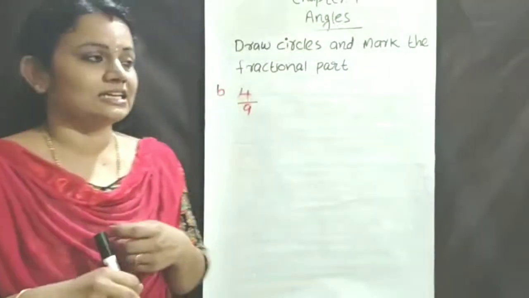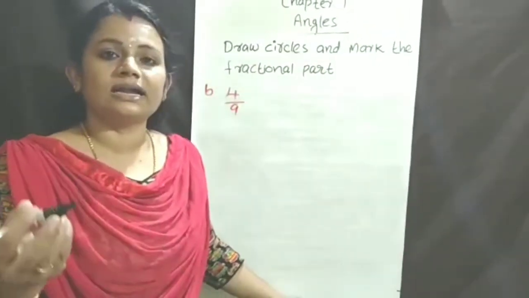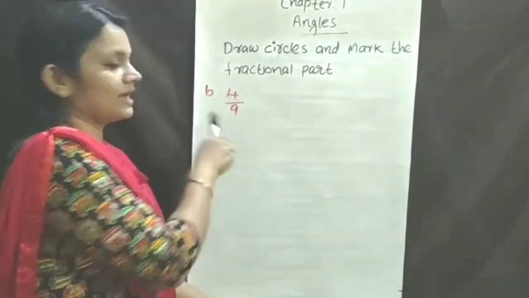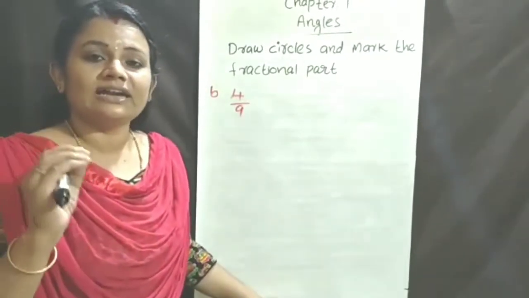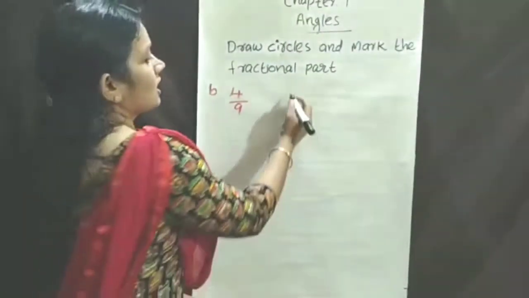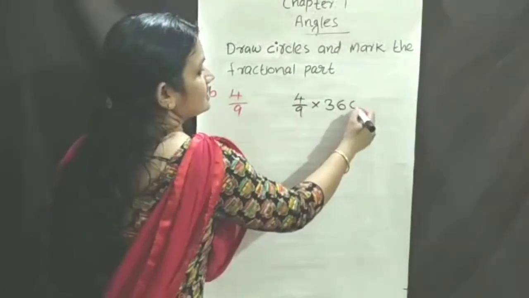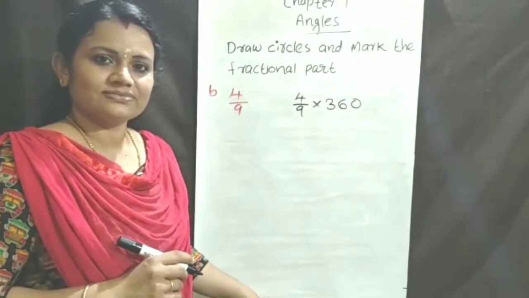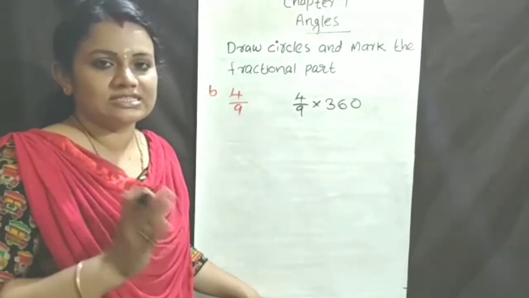Okay, very good. My dear children, when we were discussing the last one, we drew the circle and marked 135 degree. The next question is 4 by 9. You already know that the circle is 360 degree. Then you write 4 by 9 into 360 degree. Do you know table 9? If you don't know that table, you should study.